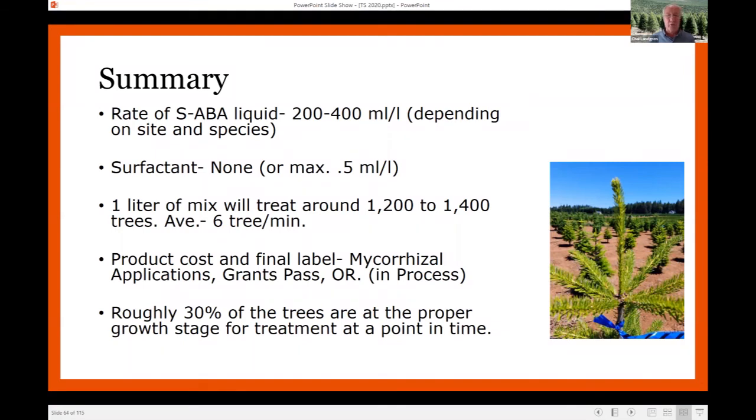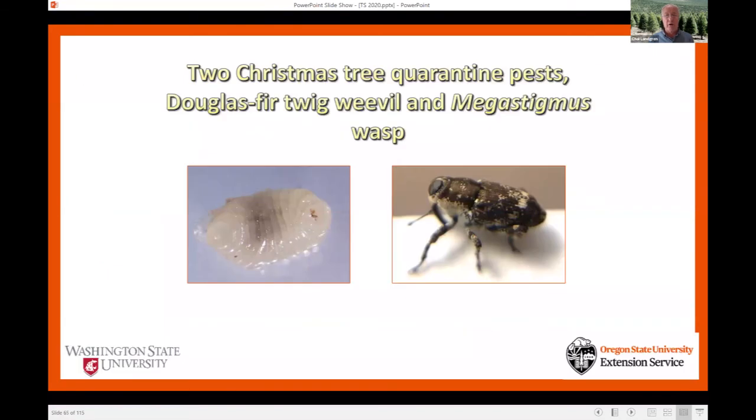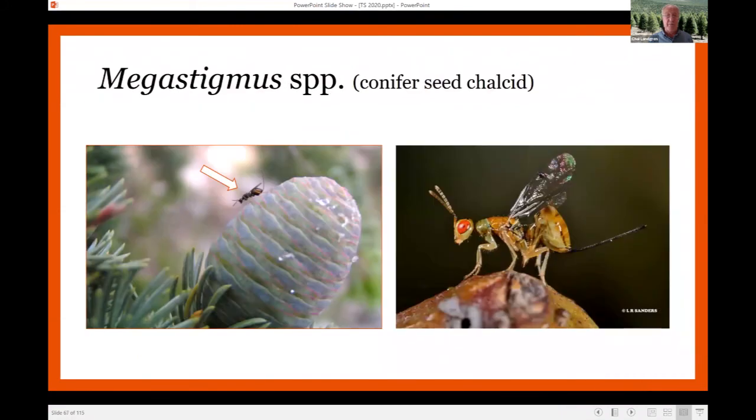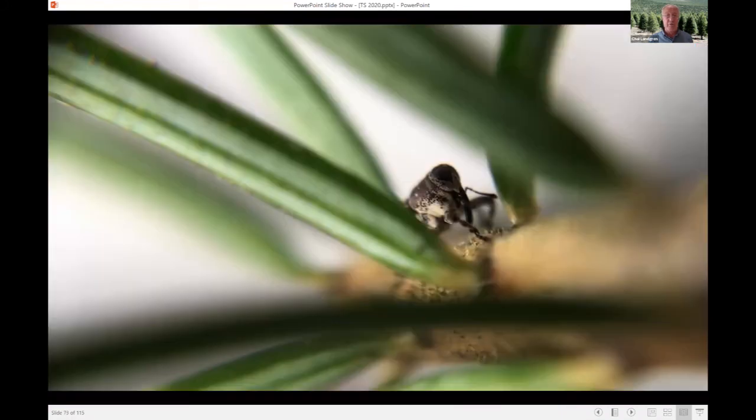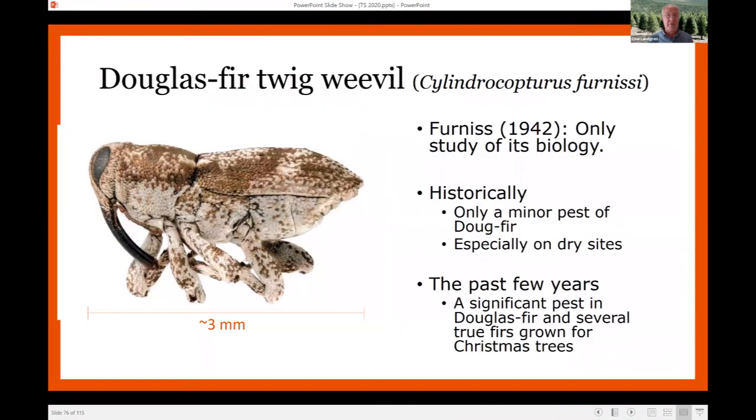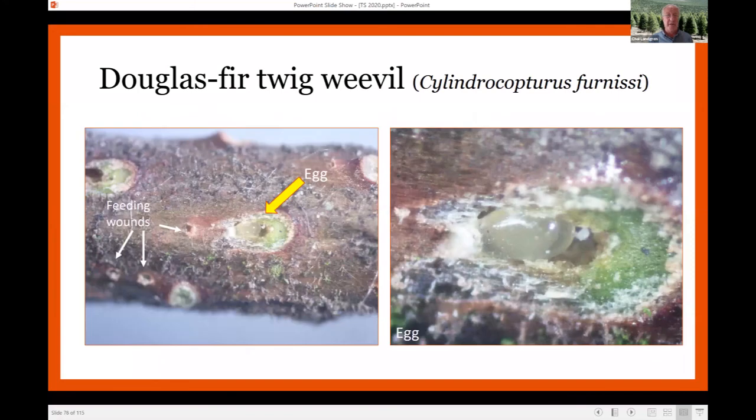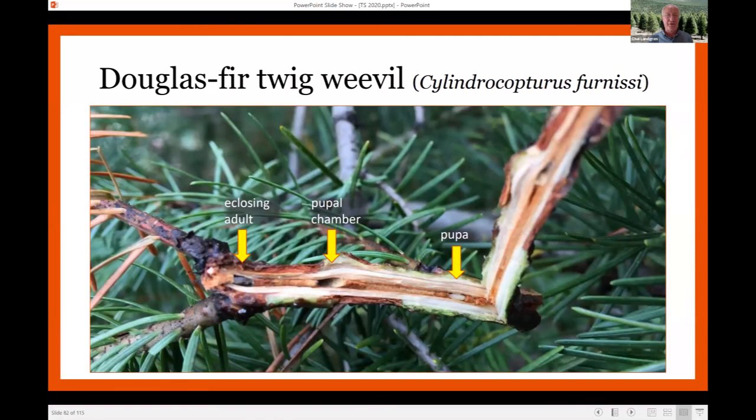One liter of mix will treat around 1,400 trees, and you can do 6 trees in a minute. So that's kind of how quickly this can go. I'm going to stop there and move on to, we're going to talk about twig weevil and Megastigmus issues.